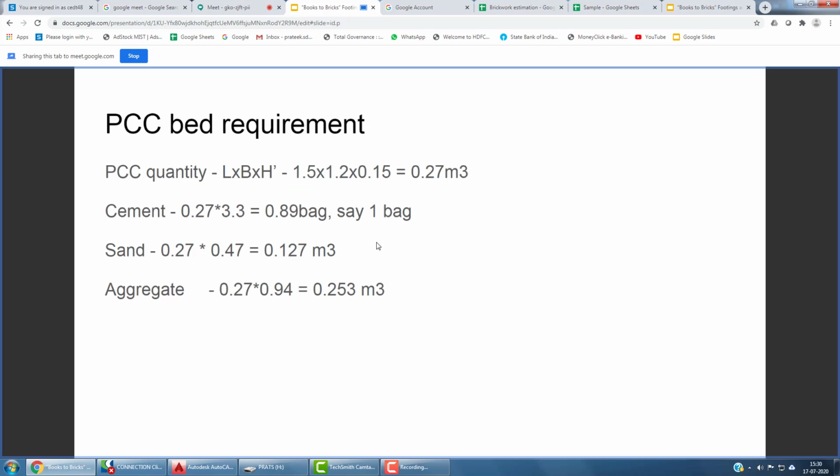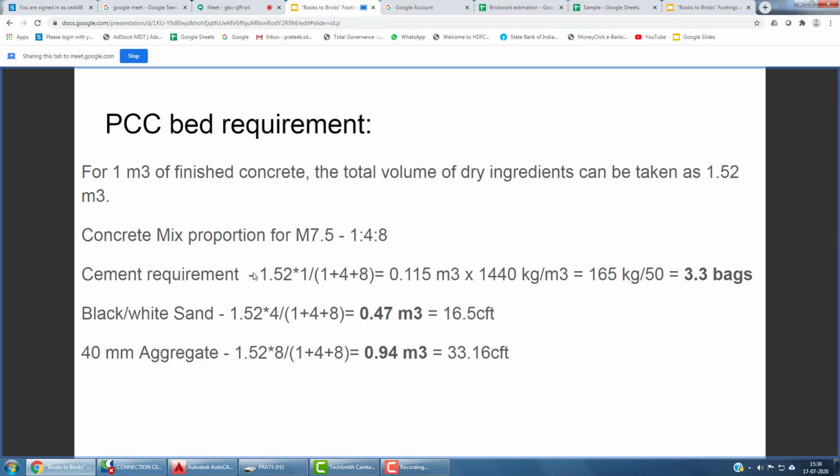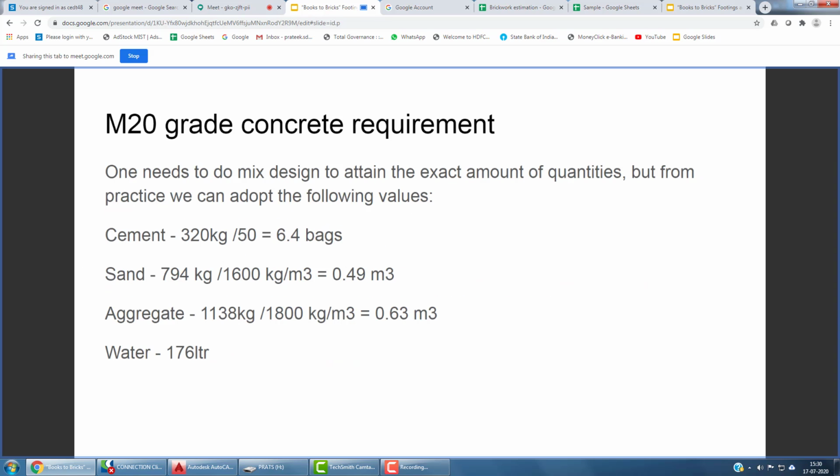Please note, I have not calculated my M20 concrete like this. Correct? I have not calculated my M20 with the ratio because it gives me slightly uneconomical values. If I go with this, I will be getting around 400 kg of cement, which is not required. Around 400 kg for M20, because I have done the mix design. So 320 kg is sufficient for M20 grade.